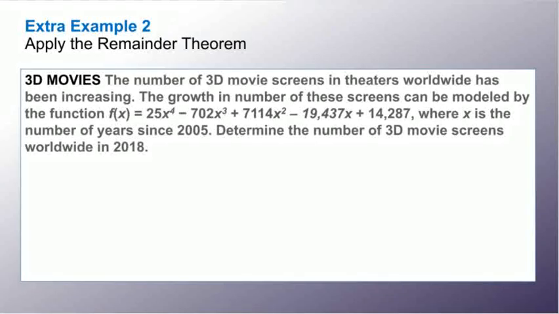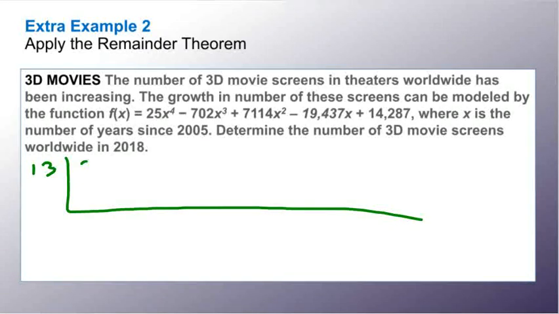And our last question. The number of 3D movie screens in theaters worldwide has been increasing. The growth in number of these screens can be modeled by the function f of x equaling 25x to the fourth minus 702x cubed plus 7,114x squared minus 19,437x plus 14,287, where x is the number of years since 2005. Determine the number of 3D movie screens worldwide in 2018. So 2018 is 13 years after 2005.